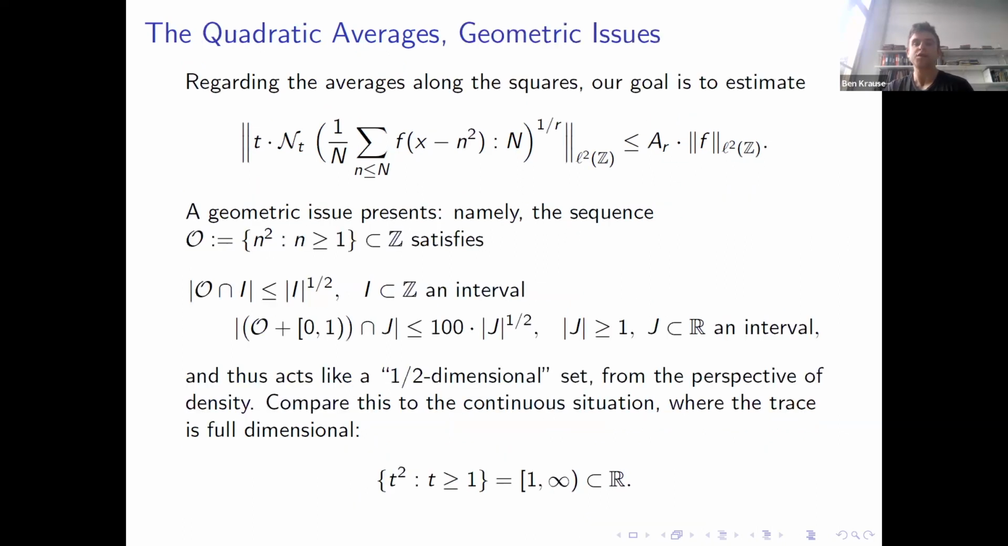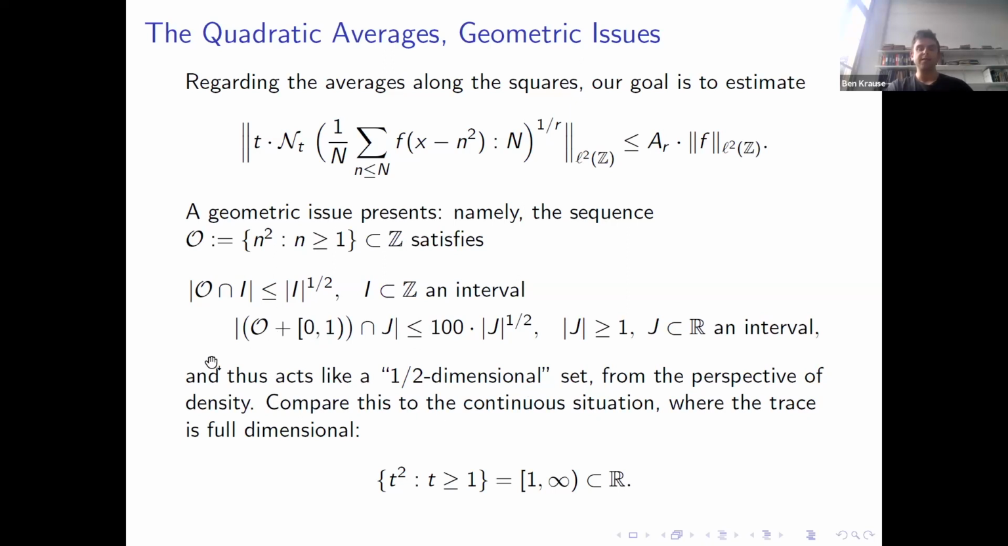But if we try the same thing with the squares, we run into a geometric problem. Namely that from the perspective of density, the sequence of squares sort of acts half-dimensionally. In the sense that if you take any interval in the integers, the intersection of the interval with your orbit of squares grows like the length of the interval to the half. So it's sort of half-dimensional. And similarly, if I take the Minkowski sum of this orbit with a unit interval, then I essentially grow like half of the length of any other interval inside of R. So from the perspective of density, the squares act half-dimensionally.